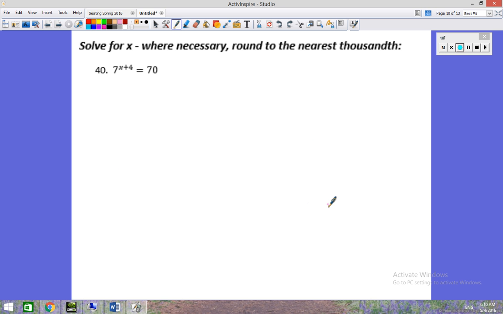Alright, we're back to an exponential equation. The 70, I can't write that as 7 raised to some power. So I can't get the bases to be the same. To undo this exponent, I'm going to have to take the log of each side. And I can take the common log button or the natural log button. I'm going to choose one of those two because most likely I'm going to have to go to the calculator to get a decimal approximation, and the calculator only has a common log button and a natural log button.